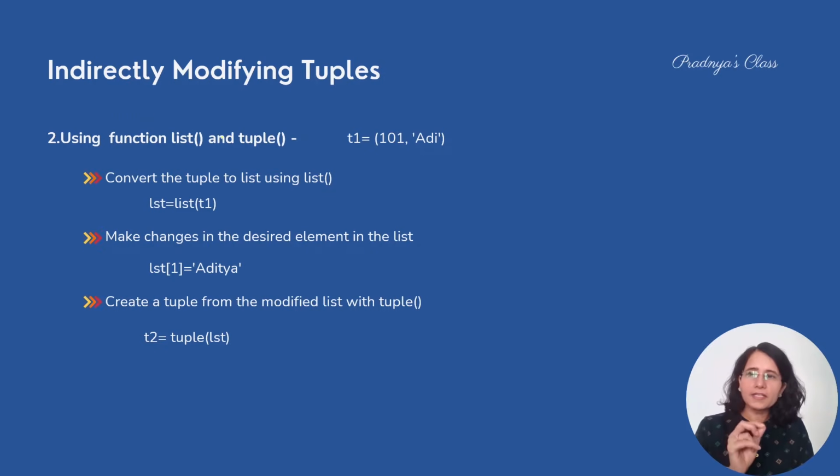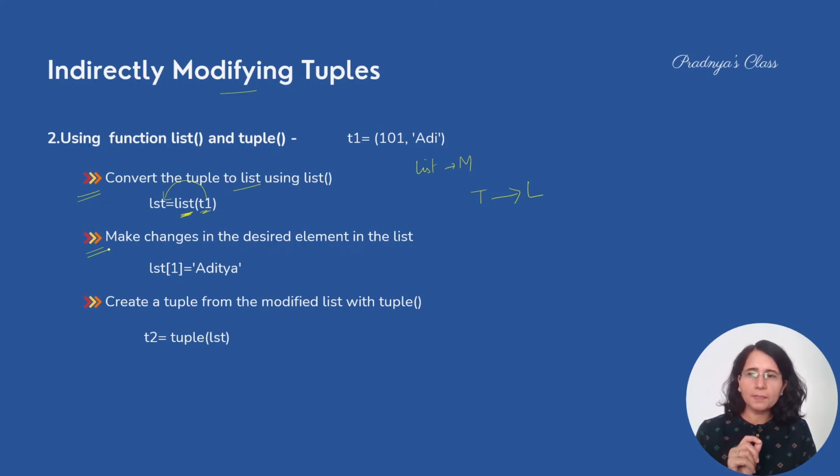Now let's understand the second method, how we can modify the values of the tuple. The first step is we have to convert the tuple to a list, because a list is mutable, we can change its content. So first we will change the tuple to a list. Using the list method we can change the tuple to a list.